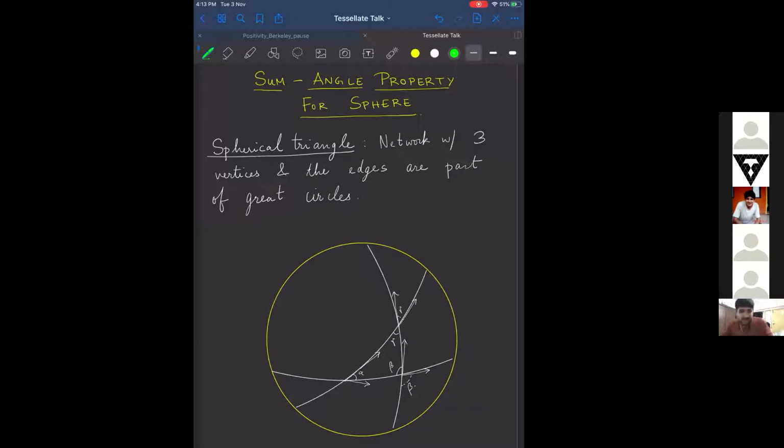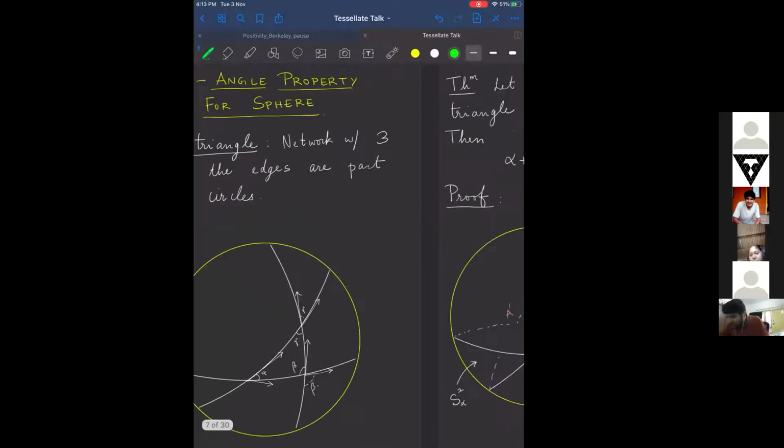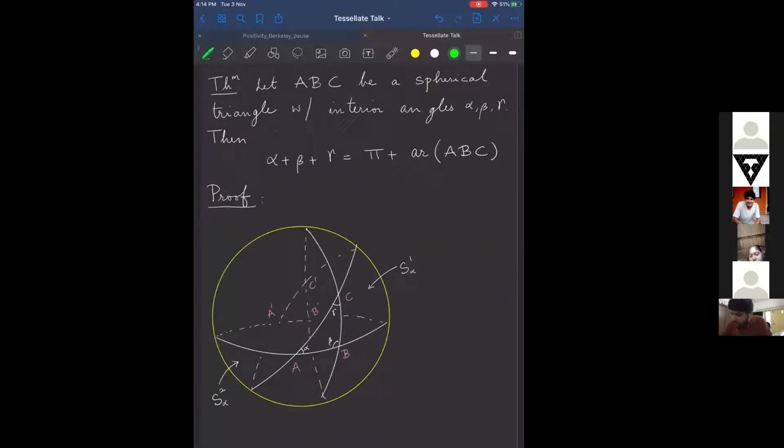So these are triangles whose sides, as I said, are made up of straight lines on the sphere. Straight lines on the sphere are basically parts of these great circles, right? Okay, so then the theorem reads that if you have one such spherical triangle, so I've drawn it out here, then if you take the sum of angles, that turns out to be precisely pi plus the area of the triangle. Okay, so how do you prove this?